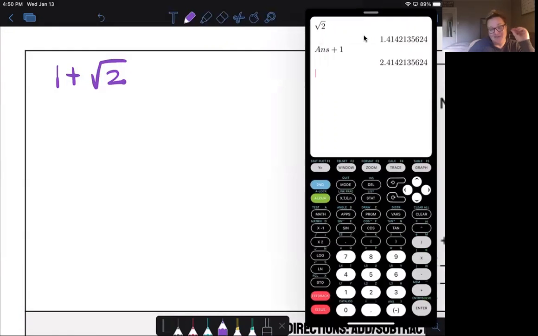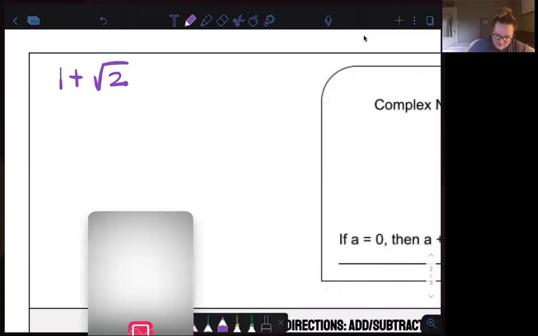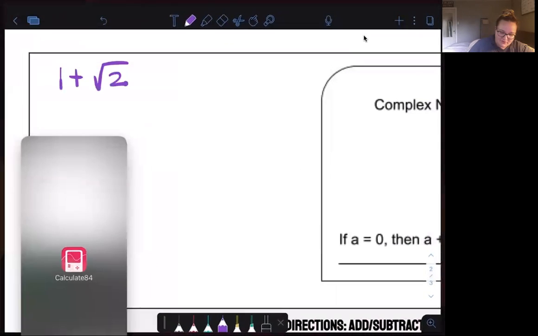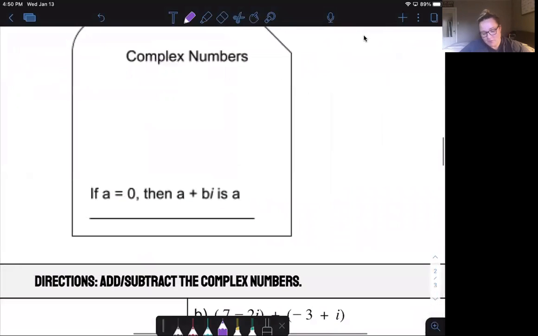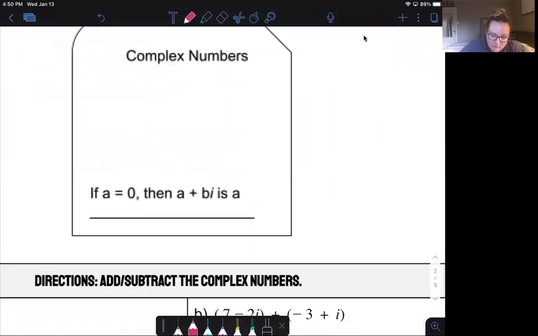Well, i can be a part of a complex number. In fact, i is a complex number, actually. So when we talk about complex numbers involving i, we write it as a plus bi, where a and b are a rational number or an integer. So a plus bi. We could also have a minus bi, a could be negative, all that good stuff.